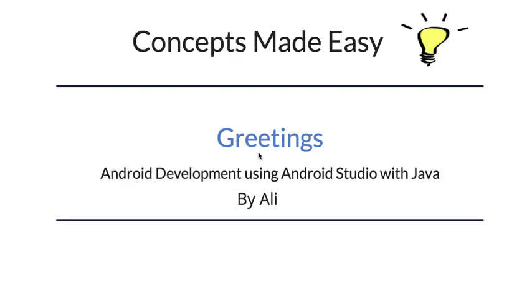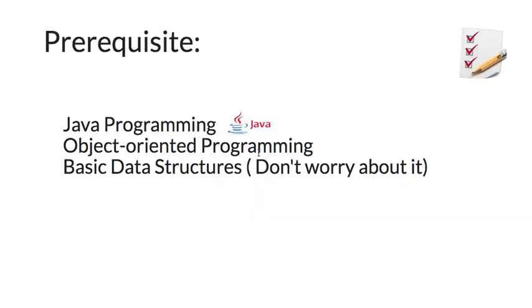This is Android application development using Android Studio with the Java programming language. The prerequisite for this course is that you have to know Java programming and object-oriented programming, and you must have a basic understanding of data structures. But if you don't have any experience with data structures, you don't have to worry about it. I will guide you in the future. So let's jump right into it.